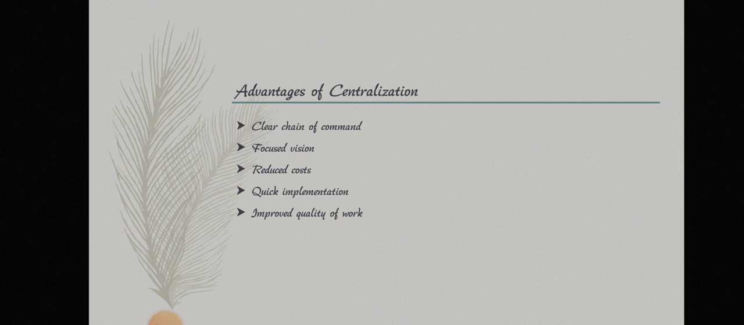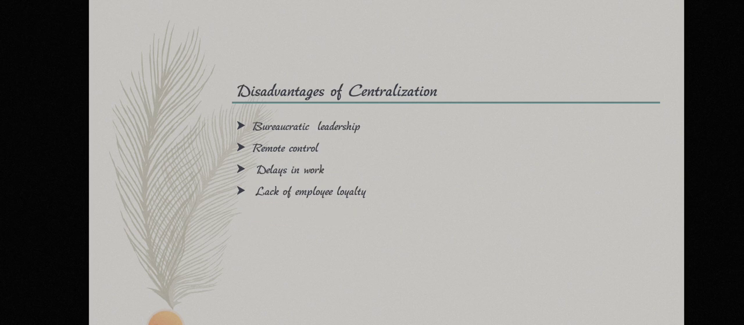leader or location. And then advantages of centralization: clear chain of command, focused vision, reduced cost, quick implementation, and it provides quality of work. These are all the advantages of centralization. And then disadvantages of centralization: bureaucratic leadership, remote control, delays in work, lack of employee loyalty. These are all the disadvantages of centralization.